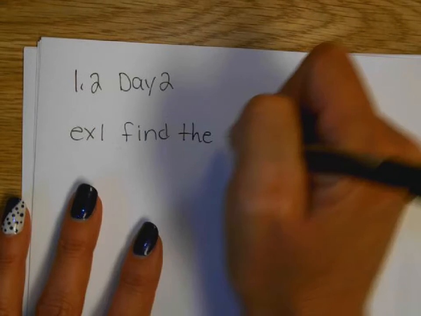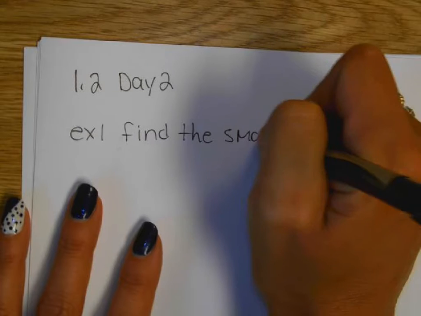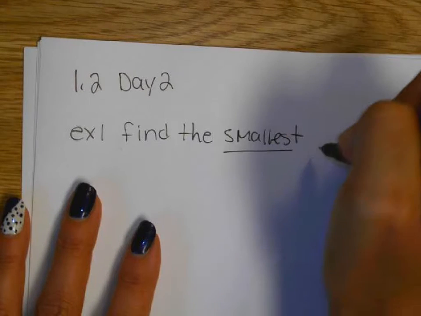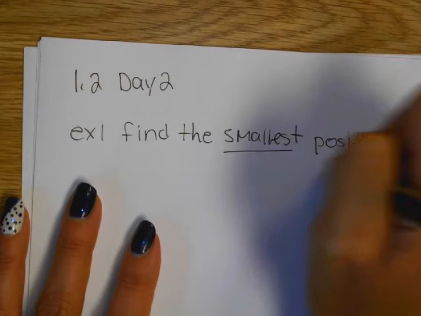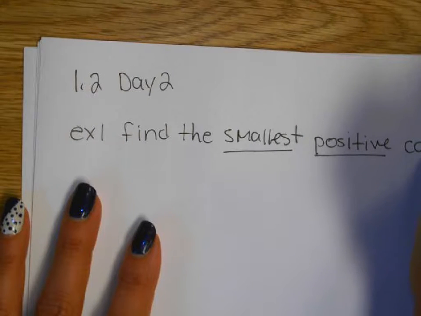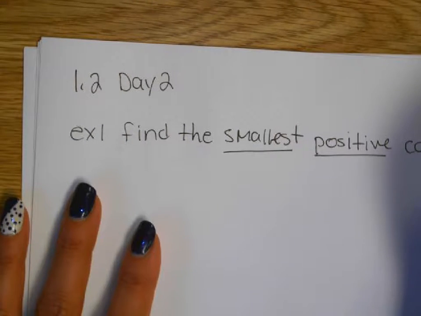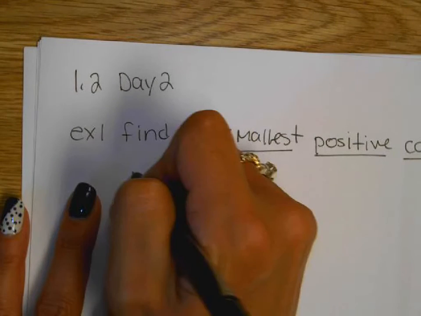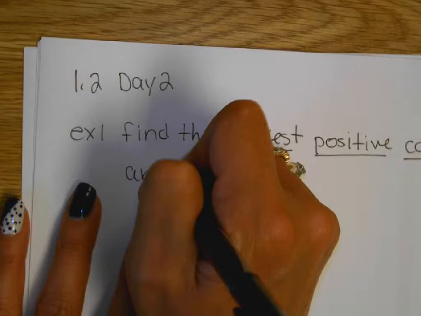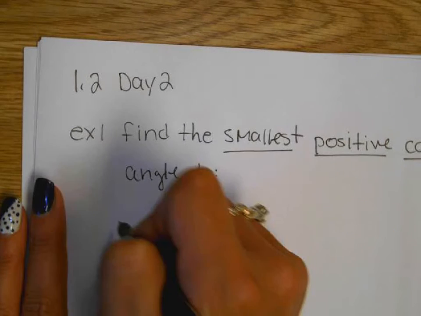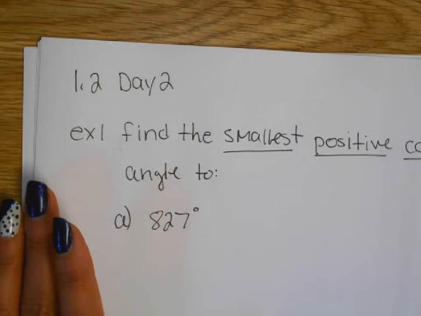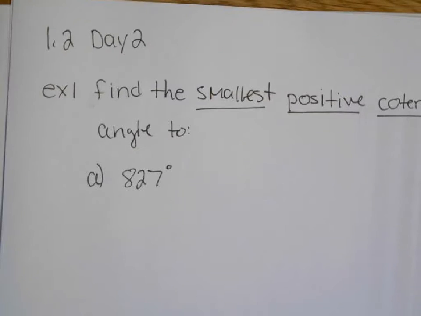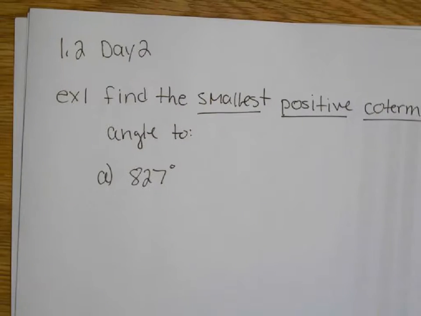Find the smallest positive coterminal angle to 827 degrees. So this is what those last two questions were asking. I don't know how many got them right, but I will show you a nice quick way to do it. So.